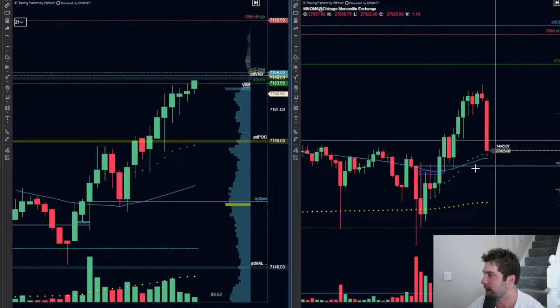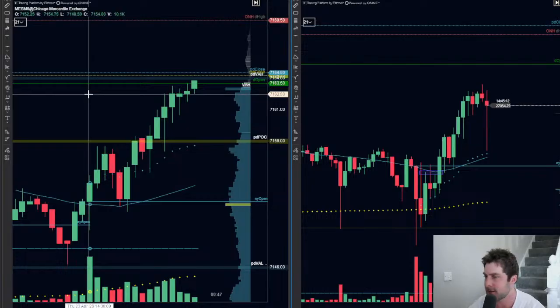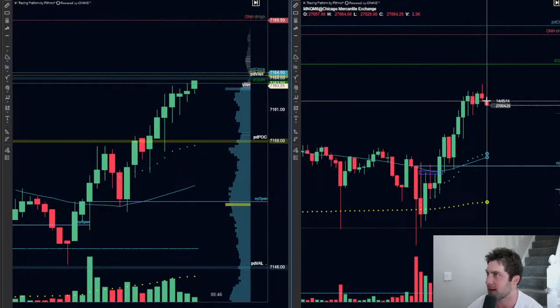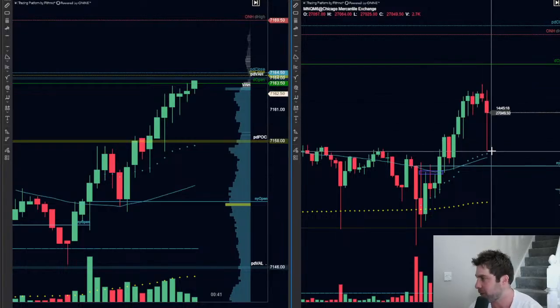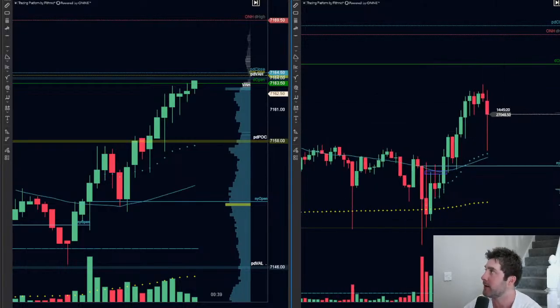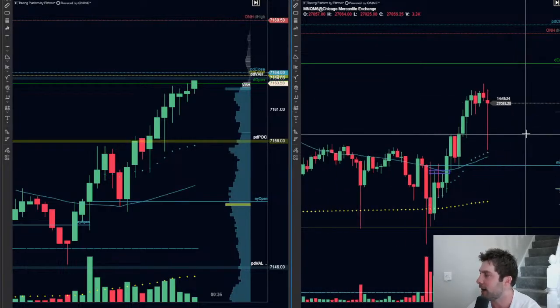Oh, look at that wick. Good grief. So you can see immediately on closing the opening range, price just wicked right into VWAP and been bought up again. So it's looking quite bullish. The risk there for me is quite high.